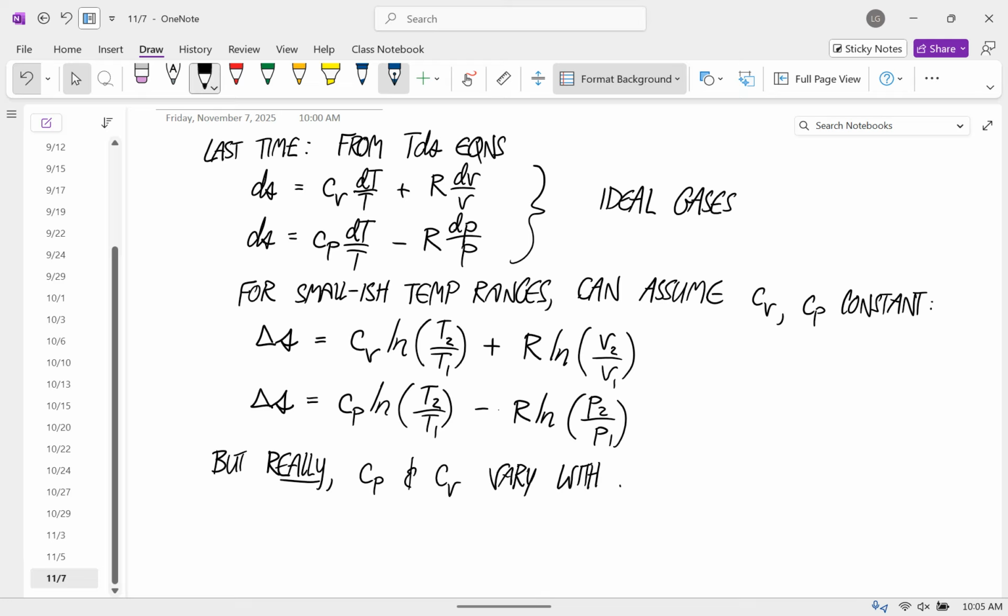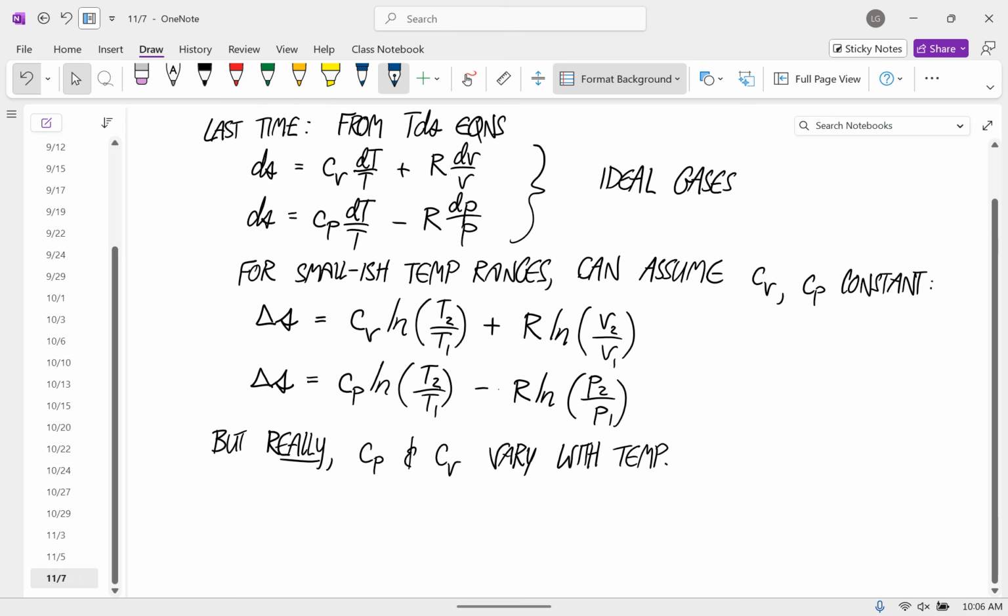Professor? Yeah. So T is temperature, right? Right. And is v specific volume? Specific volume, that's right. And P is just pressure? Yep, that's right. And those derivations are 4-line derivations or something like that. We went through them last class, so you can look back at that.